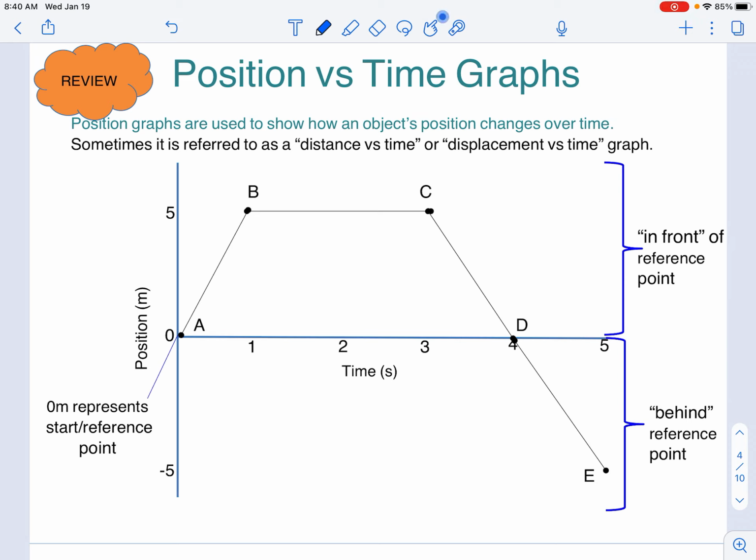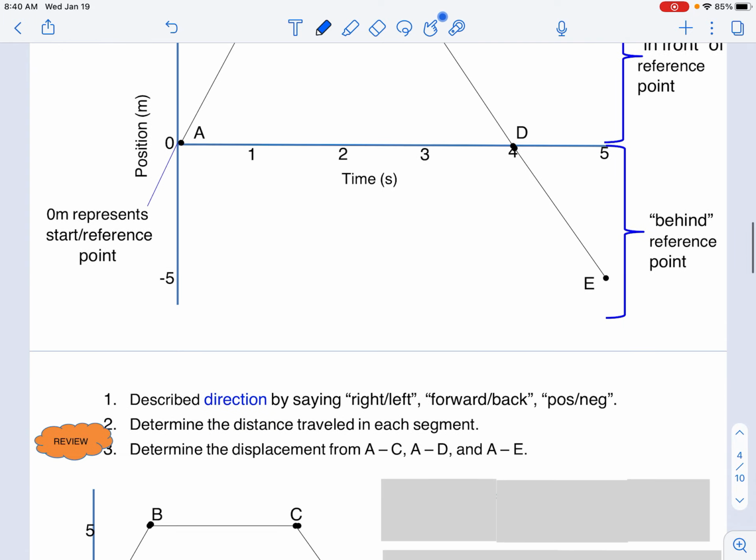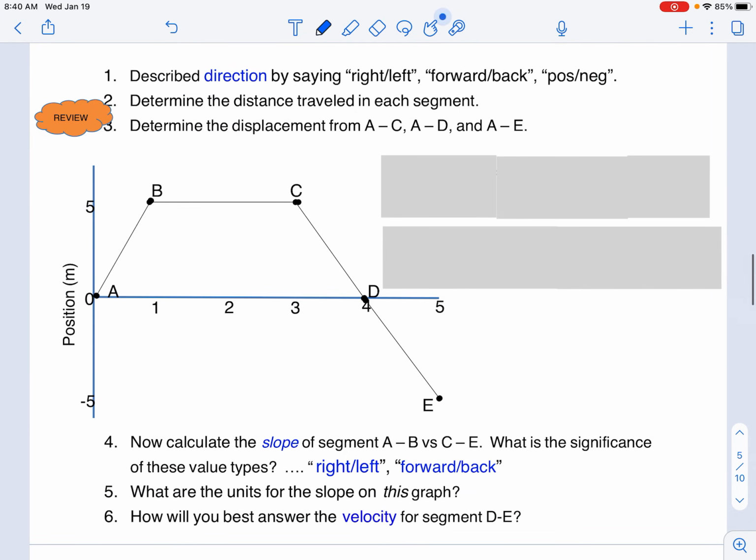We're going to talk about a couple of things that are a little bit different, some more details that we're going to be able to pull off of this graph now that we are looking at velocity as a vector. Okay, so I have a list of questions or things for us to evaluate on the slide, so we're just going to go through these.